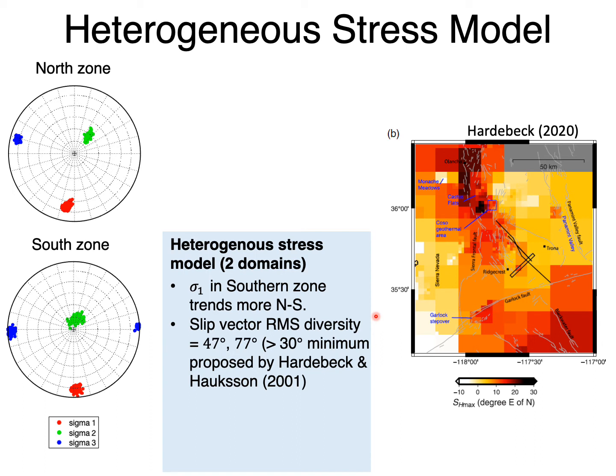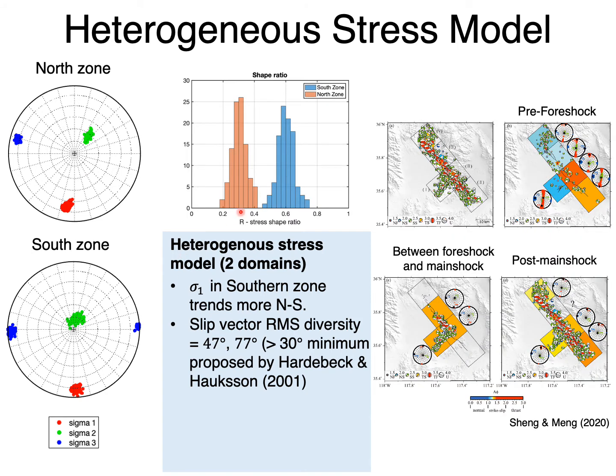And so we do believe that even though we've partitioned the rupture into these two different zones, we do maintain sufficient slip vector diversity. A minimum value was proposed to be 30 degrees to be a reasonable value to accurately estimate the stress orientation. So in both these zones, we have a value of about 47 and 77.